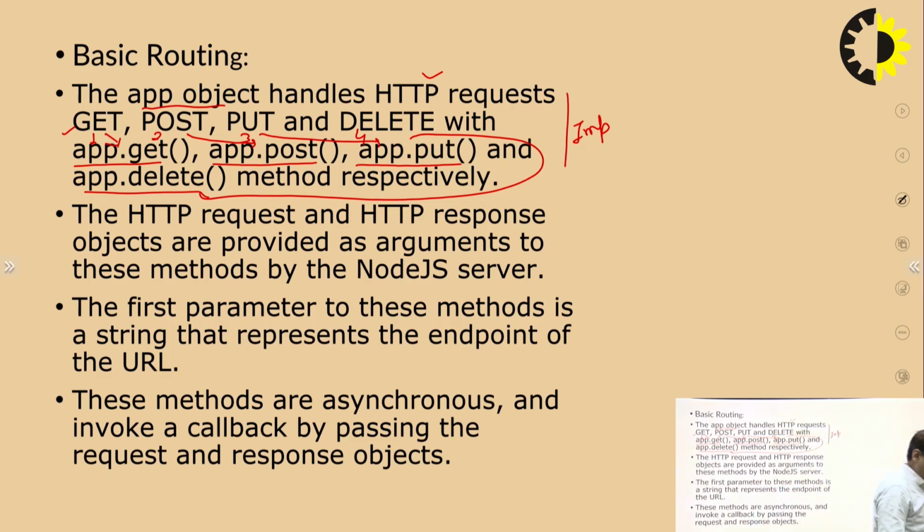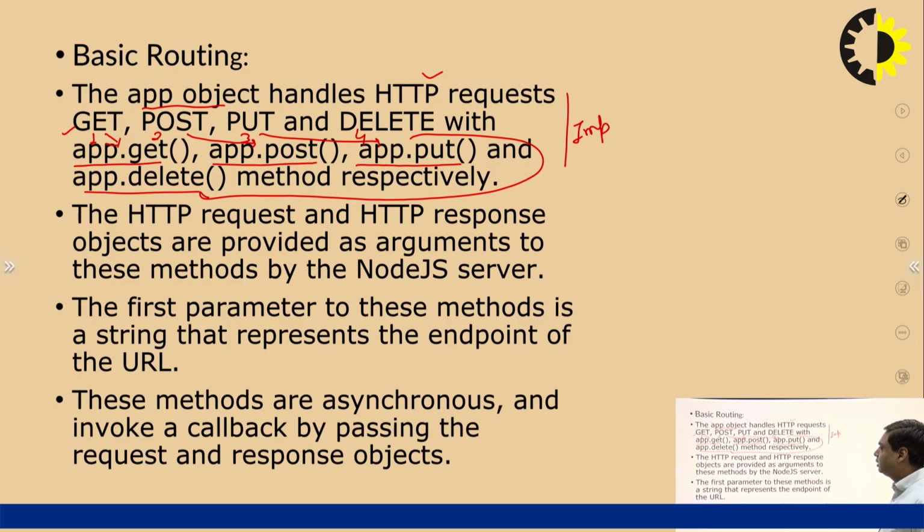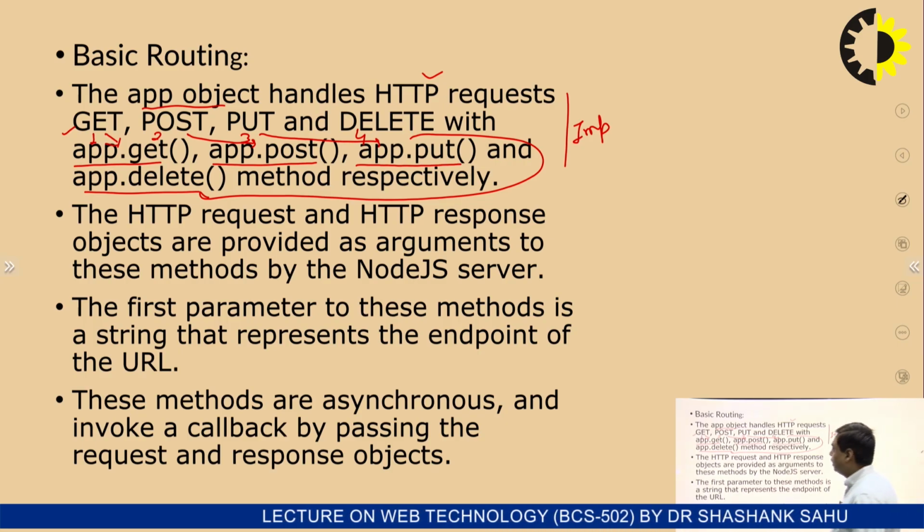So, in summary, our understanding is that the app object can handle 4 different types of request: GET, POST, PUT, and DELETE. Accordingly, you need to call the method. In case of GET request, we will call app.get. Similarly, for the POST, we will call app.post, and for the PUT, we will call app.put, and for the DELETE request, we will call app.delete.